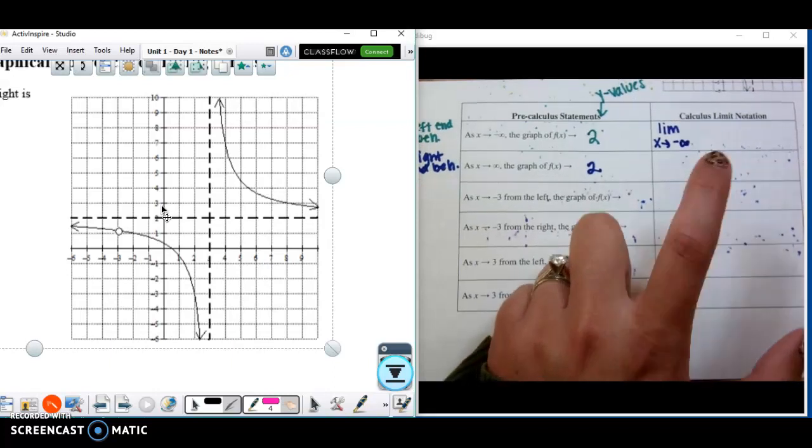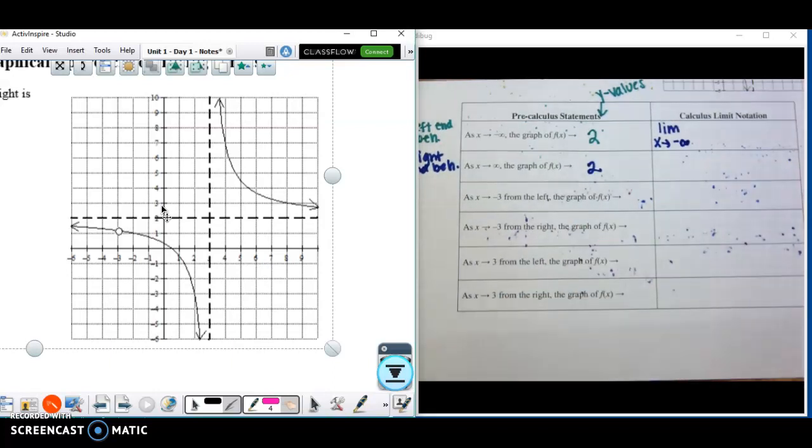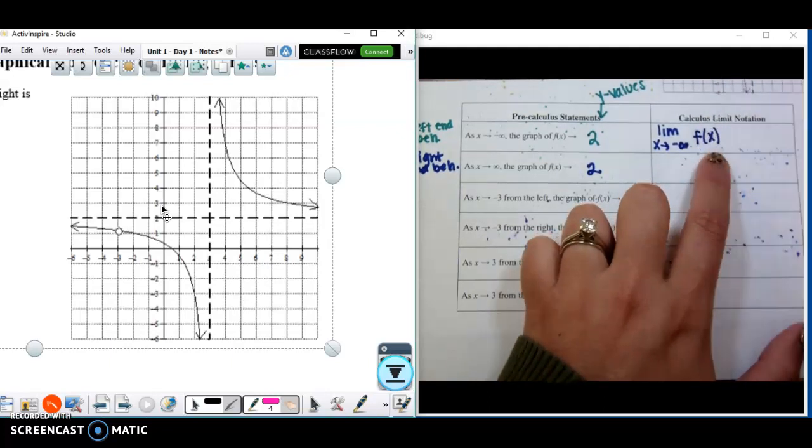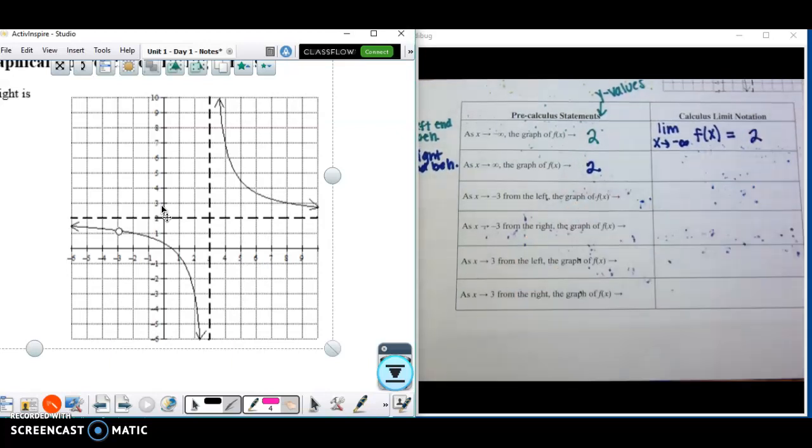Whatever graph you're talking about, normally it's f of x. This one has f of x, but whatever it's called, that's what's going to go beside it. You're just going to write it a little bigger. Then it has an equal sign, and then you put the answer, what the y value was, and the answer was 2. So we have 2 there.